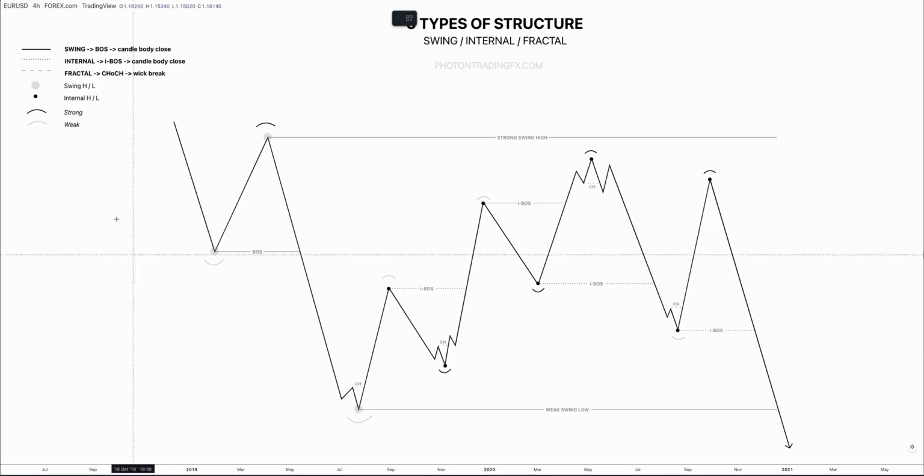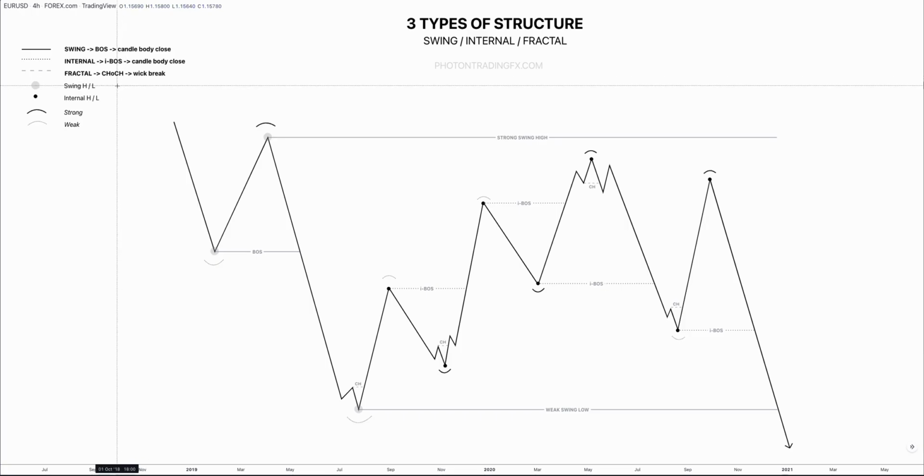We spent quite a while really breaking down fractal structure, looking at how we identify those changes of character, right? You've seen how that method is 100% mechanical. I have yet to find a scenario in price action where it required discretion. It's 100% mechanical. There are no ifs, buts, or maybes, right? It can be a little bit tricky to get your head around at first, but hopefully with a bit of practice, you should be very familiar with identifying and reading it.